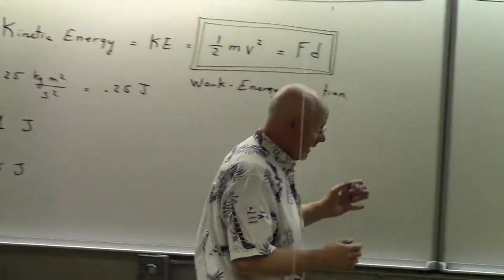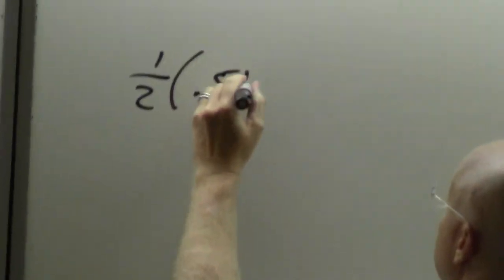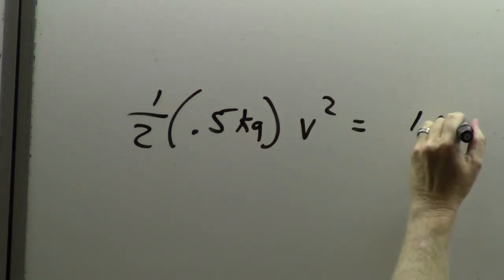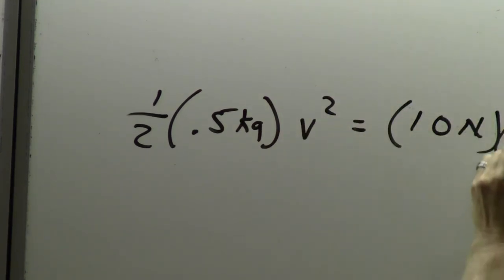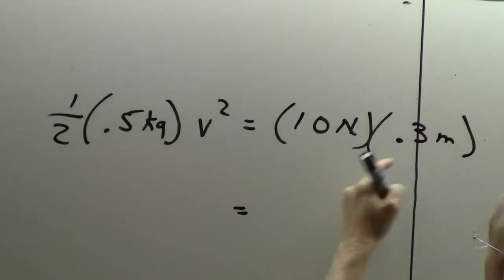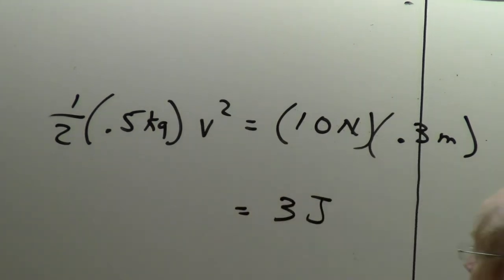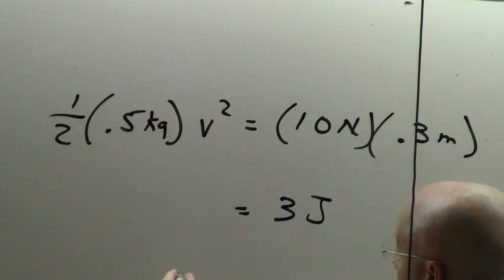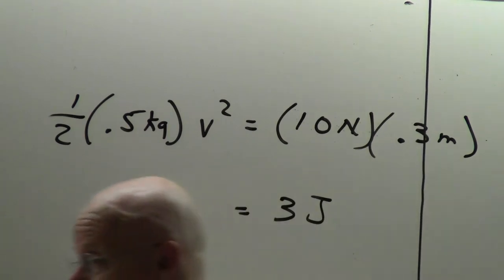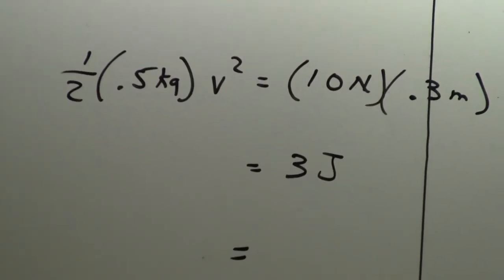And so let me apply that equation. It would look something like this. I'd say 1/2 times the half a kilogram times V squared equals my force, 10 newtons, for a distance of 0.3 meters. And of course, as we did earlier, that comes out to be 3 joules. And so now, I can solve this for its speed.